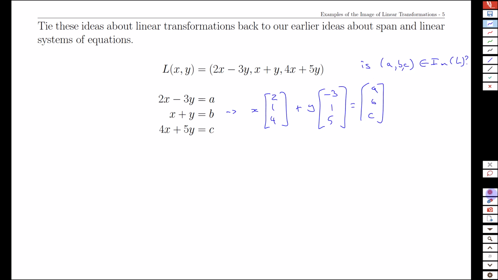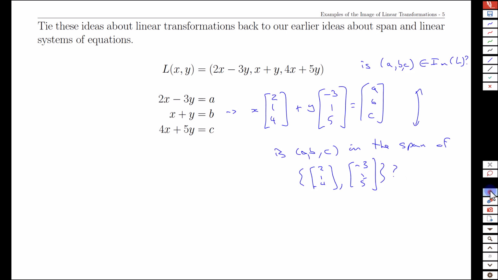And when we write it out like this, we can see what we have are two building block vectors, which I can take linear combinations of. The linear transformation does this linear combination for us: we set x and y, we can get any multiple of these two building block vectors, and ask whether that linear combination gives us our target value. And that means that we have an equivalent question for this transform here. Is ABC in the image of L is exactly the same question as is ABC in the span of a set, and specifically the span of these two vectors given by the linear transform. So 2, 1, 4 here, and negative 3, 1, 5.